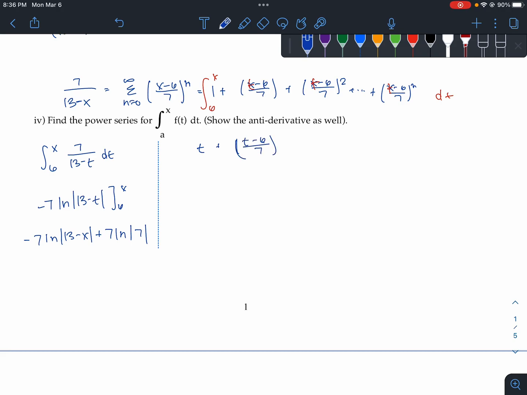I'm going to have to increase the power, so it's going to be 1 plus 1. I'm also going to have to divide by 1 plus 1, and I'm going to have to divide by the derivative of the inside because of the chain rule. So dividing by 1/7, so that's just going to put 7 in the denominator here, just like that. Okay, I think I did that.